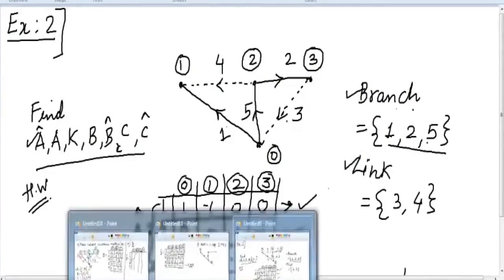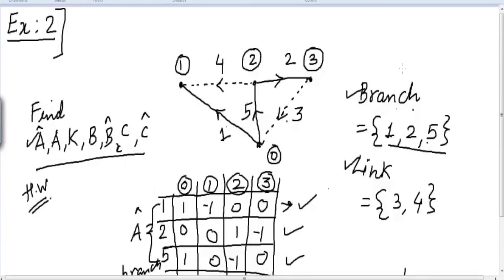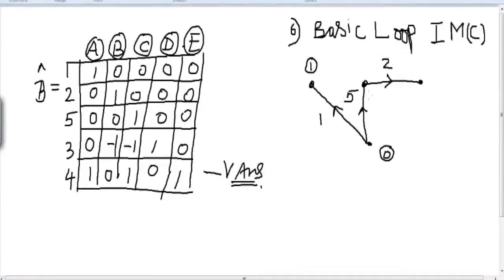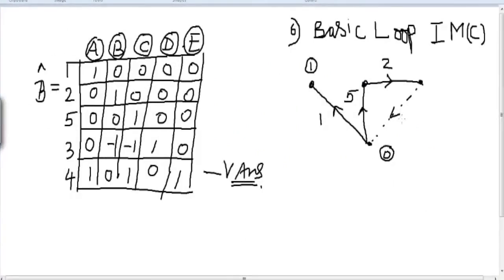So in the graph we have element 1, element 5 and element 2. Let us check the direction of 2. The direction of 2 is in this way. So elements 1, 5, 2, and then we have the links, one by one. When I close this link number 3, there will be a loop formation, right? So this is link number 3. Let us check the direction. The direction is in this way.